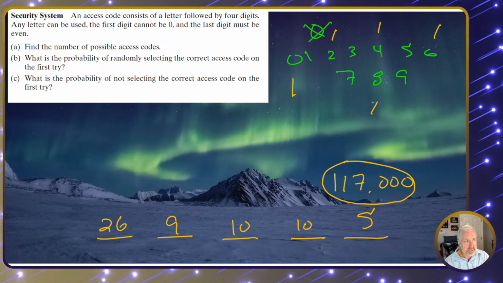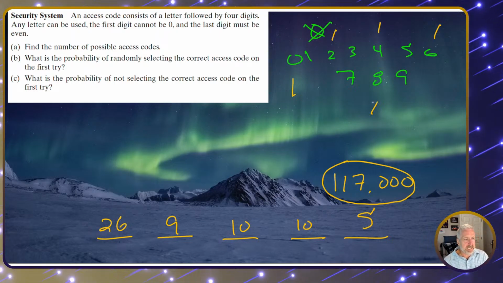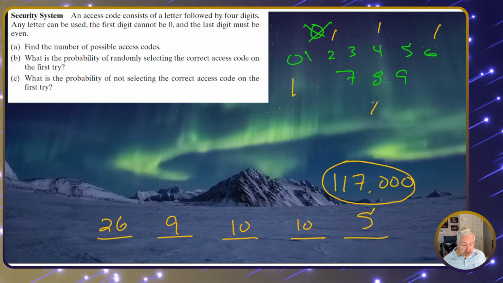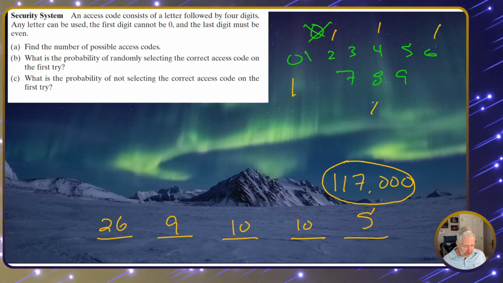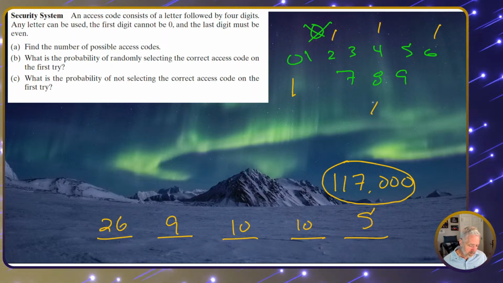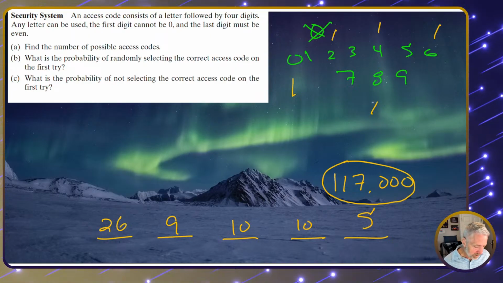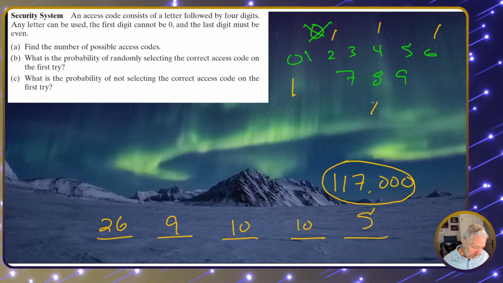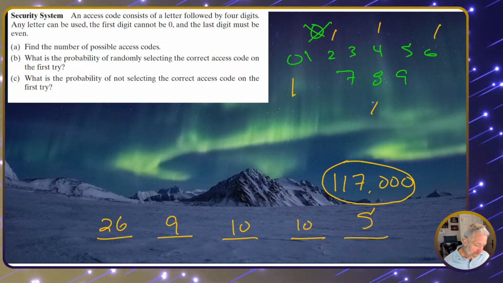We got 117,000. What is the probability of randomly selecting the correct access code on the first try? This is just an extension of what we have here. And again, I wish there was a way to erase on Keynote, which is an Apple presentation product, which is what I'm using here. So I'm going to have to go kind of askew up in the corner here away from it. But we're going to talk about this next. What is the probability of randomly selecting the correct access code on the first try?